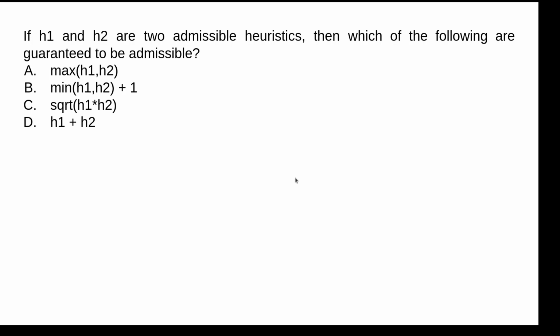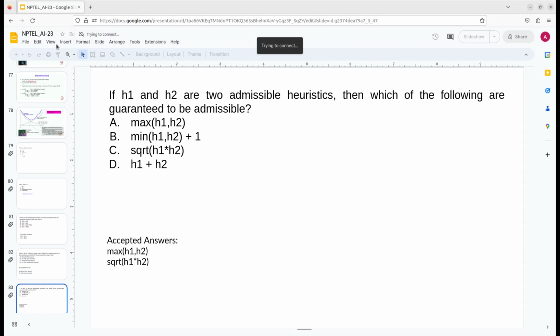So let's understand. H1 and H2 are two admissible heuristics. Which of the following are guaranteed to be admissible? Which combination would not lose the admissible property? Option A is max of H1 and H2. If you take the max of H1 and H2 every time, it would be either H1 or H2, right? So both are admissible, and this would again lead to admissibility. Let's say I'm calling this H3.